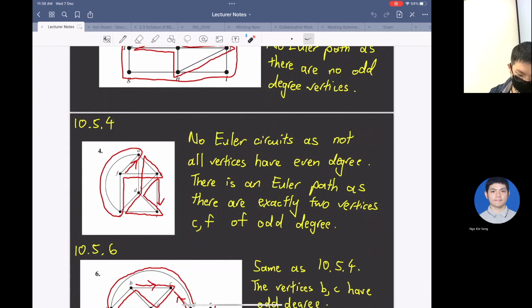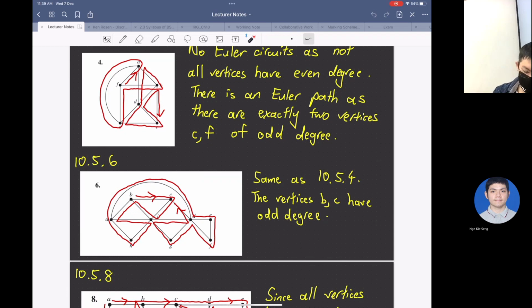So 10.5.4 is also the same. Check whether you got an Euler circuit or not, because not all even, no Euler circuit. Why got Euler path? Because you have exactly two vertices with odd degree, and these two odd-degree vertices are C and F. So C and F become your starting and ending points of the Euler path, and then you can go wherever you want and come back, depending on the graph. So you must know how to determine whether you have an Euler circuit or an Euler path.